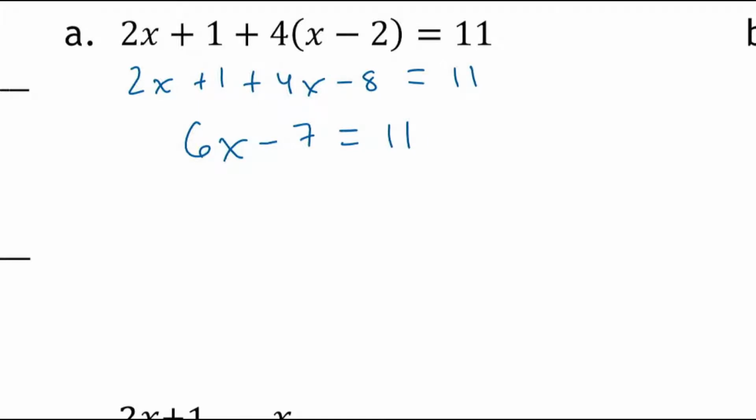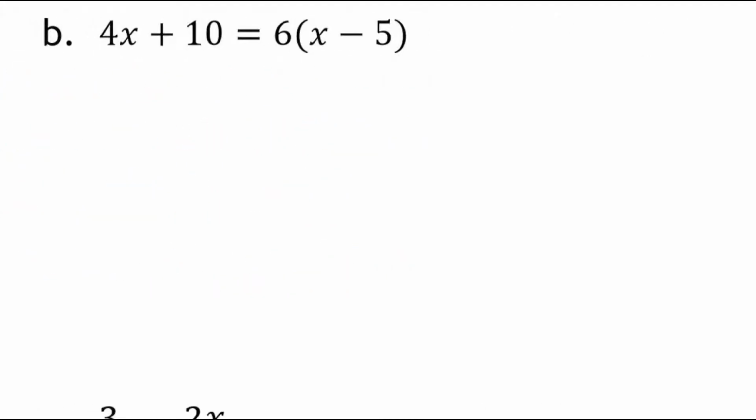Okay. Add 7 to each side. 6 times x equals 18. I added 7 to both sides. And now divide both sides by 6. X is 18 divided by 6, which is 3. X is the number 3. Let's move to this problem.